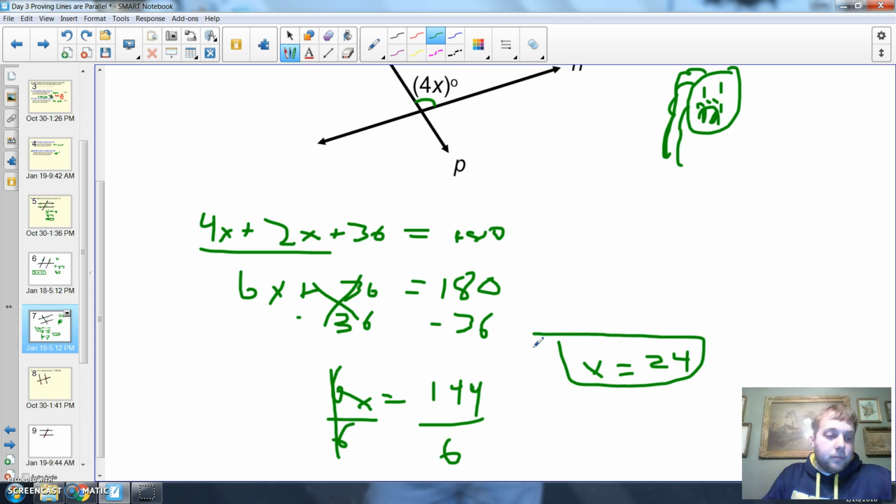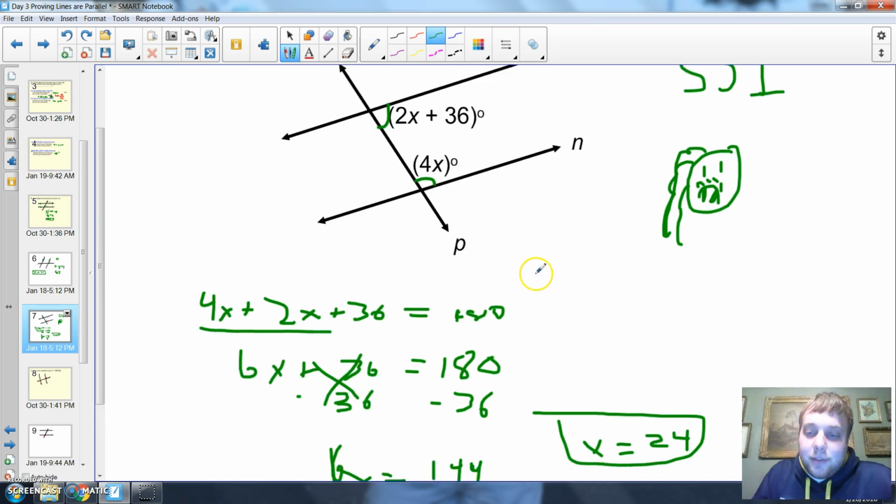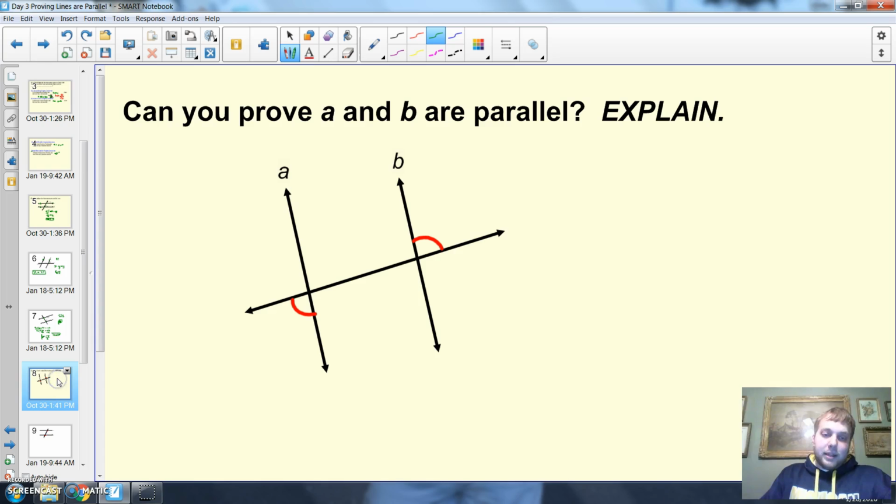Okay. So if x was 24, then these angles would be what we call supplementary, and they would add up to 180. Do it. Plug it in. I don't have time, but you test it out. Put 24 into here. Boom. Put 24 into here. Boom. I bet you anything, these two angles will turn into 180 if you add them together.